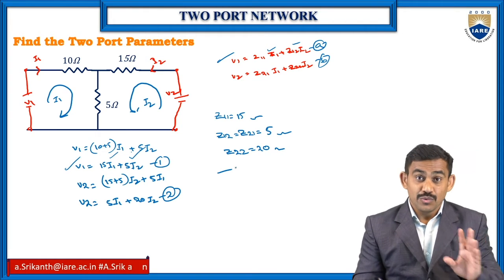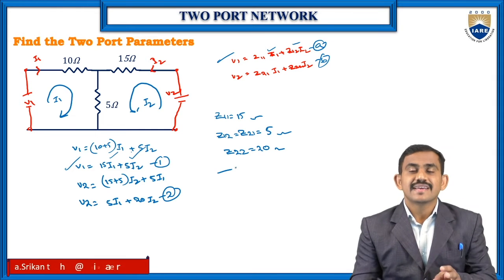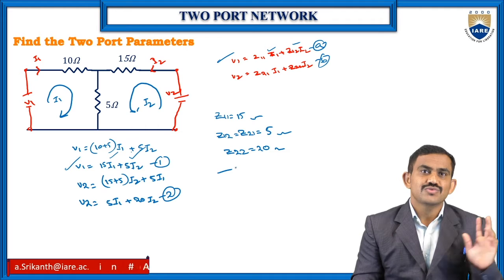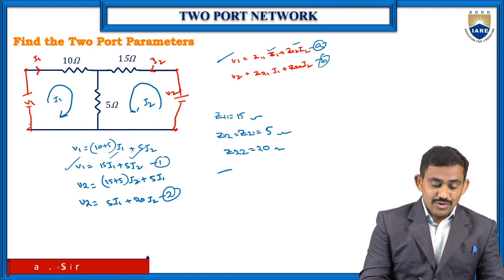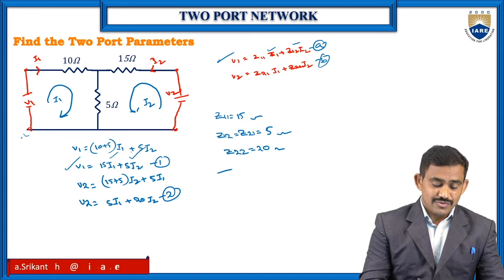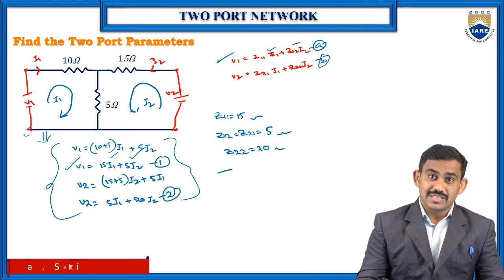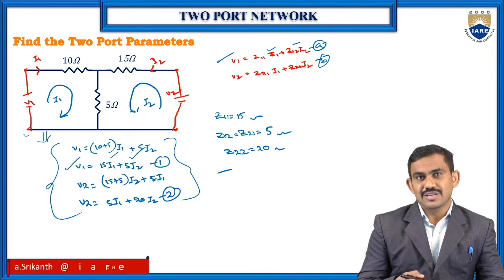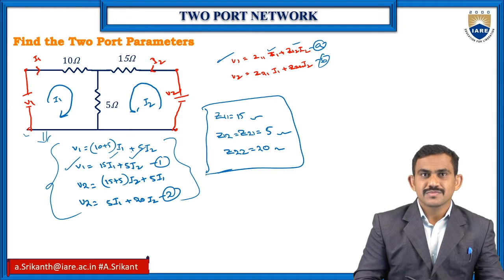It's very simple. When we have a T network, finding the Z parameters is very simple. When we know the equations, from the circuit we write the equation, then compare both the Z parameter equation and the circuit equation, then get the answer for the Z parameters.